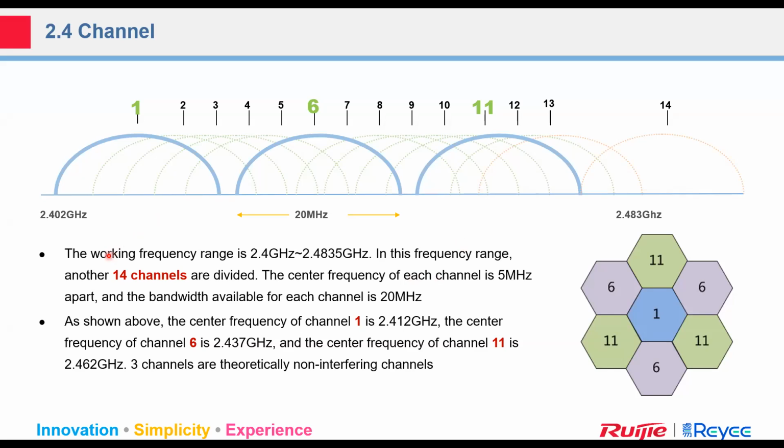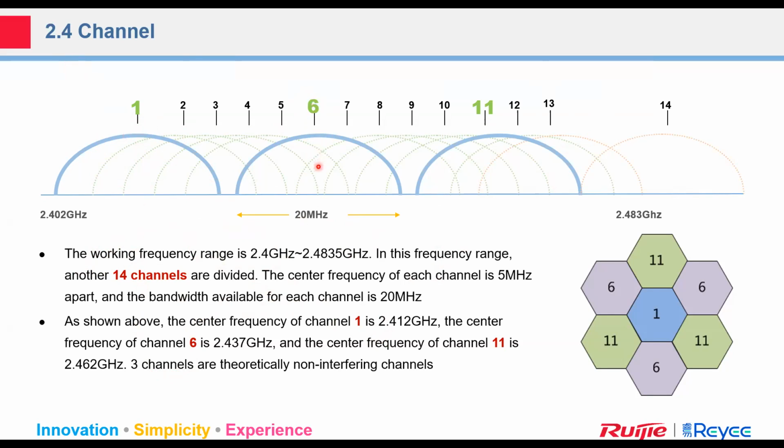So in this frequency range, this is for 2.4 channel. There is a 14 channel divided. So each center of the channel is 5 megahertz, and in between each channel is 20 gigahertz. So shown above, the center of this is 2.412 gigahertz.